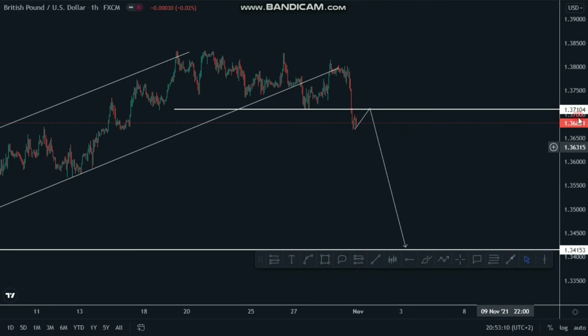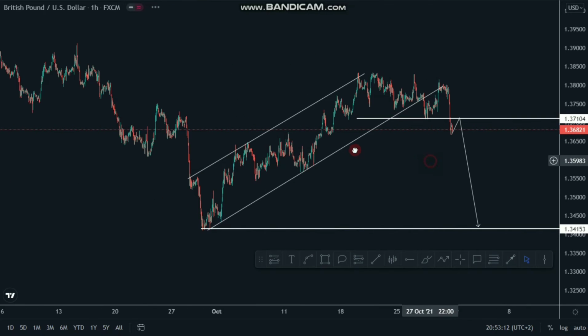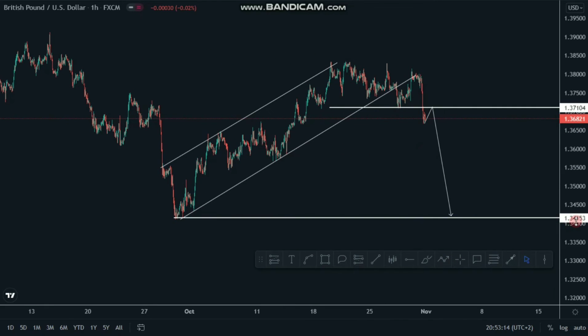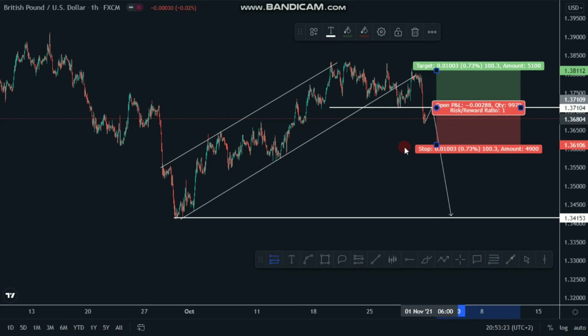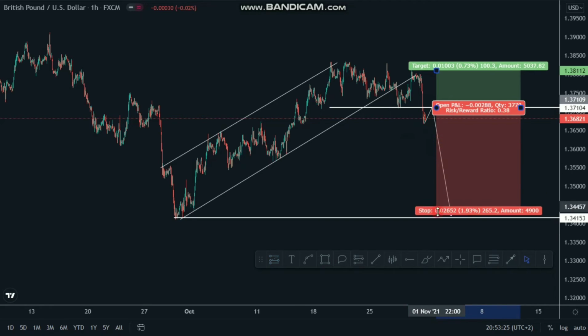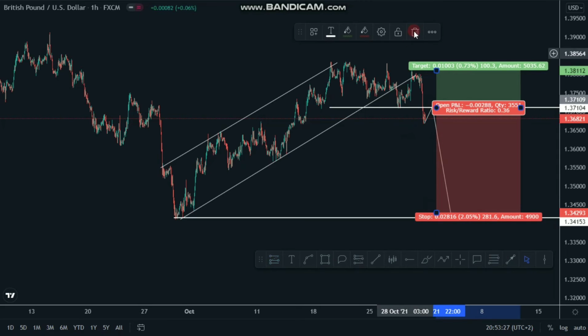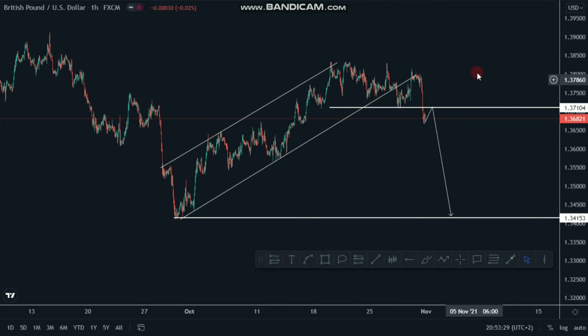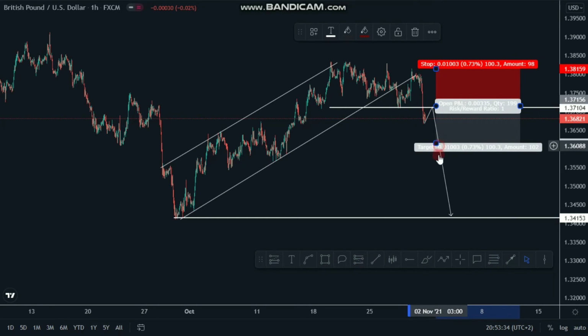We catch our sellers moving to the downside up to price 1.34153. So with gold, we have sellers. Also with GBP/USD, we have sellers to the downside of things. So from here we catch sellers. Our target is here. Catch sellers from here, an overall target of here.